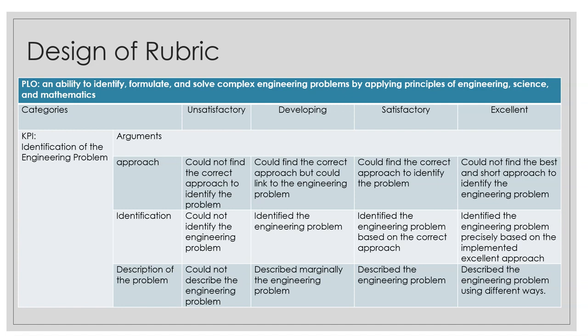We have four categories, as we said before, and for every argument, we have a description based on the four categories. For example, for approach, unsatisfactory: could not find the correct approach to identify the problem. Developing: could find the correct approach, but could not link it to the engineering problem. Satisfactory: could find the correct approach to identify the problem. Excellent: could find the best and shortest approach to identify the engineering problem. So we have three arguments for one KPI.